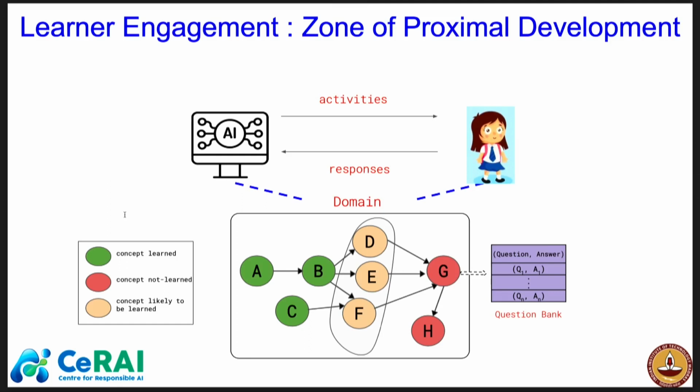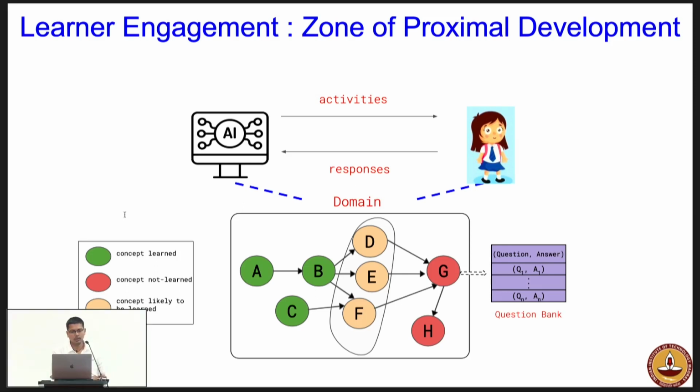In order to engage the learner, it's known from behavioral psychology that if you give them activities which are in the zone of what is known as the zone of proximal development, which is like the concepts that are not too hard, but then the concepts that are new, right? This is where you keep the learner engaged. So what you want to do is to assign them activities which are slightly difficult but not extremely difficult, right?